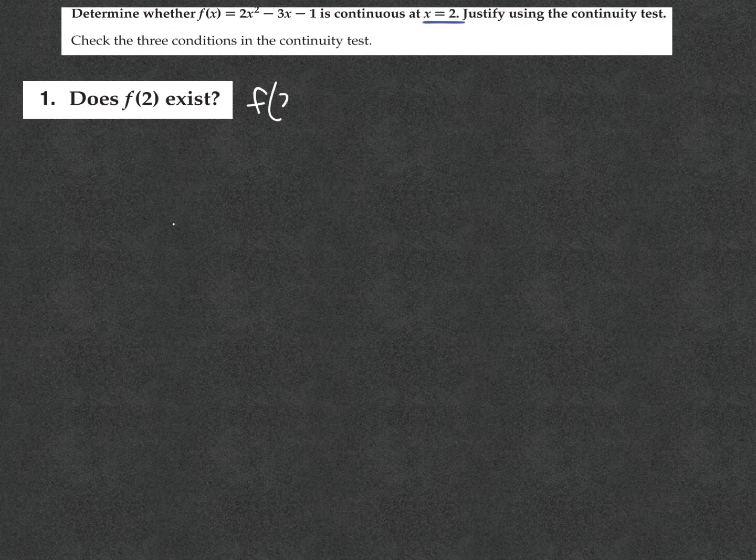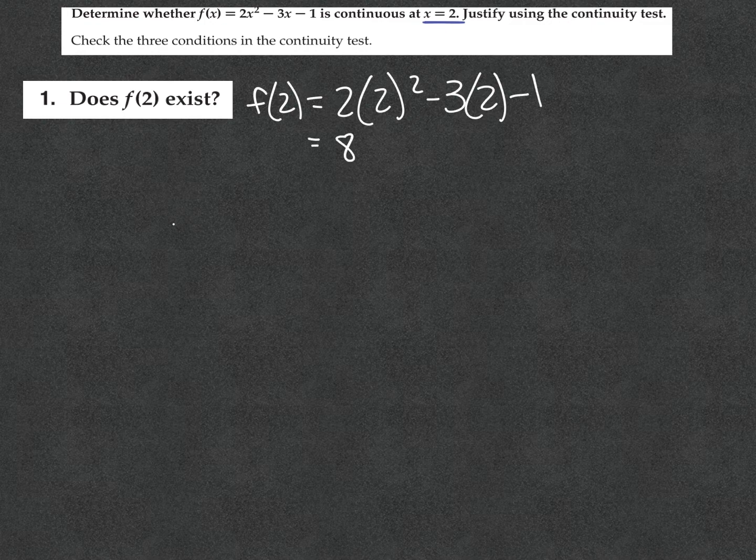So f of 2 equals 2 times 2 squared minus 3 times 2 minus 1. That's 8 minus 6 minus 1, and that gives us 1. So yes, in fact, it does exist, so it passes step 1. Now, if it fails step 1, we still need to obviously keep going.